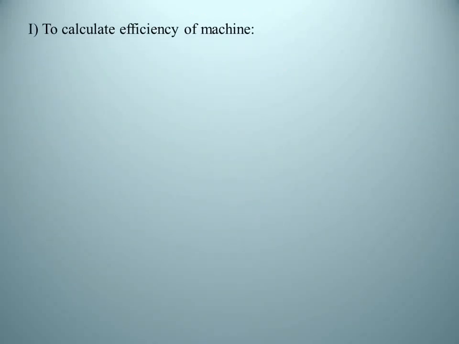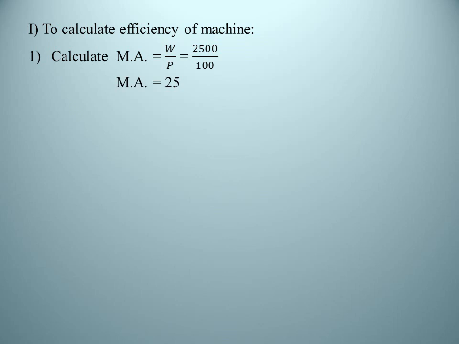Okay, first we calculate the efficiency of the machine. To calculate the efficiency of the machine, first we want to calculate the mechanical advantage, and the formula for mechanical advantage is equal to W upon P. We have the value of W 2500 and the effort is 100. Then by solving we get the value of mechanical advantage is 25.